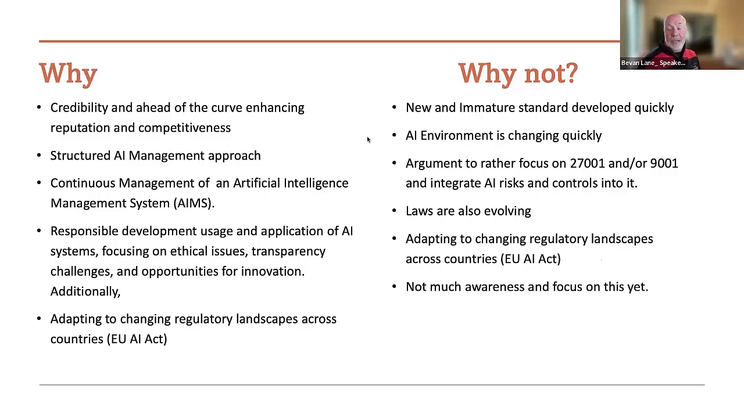So if you do it quickly, you can show some credibility. You're ahead of the curve. You're talking about your reputation and your competitiveness. Structure: everything about these things is giving a really nice structure in place. You're continuously managing your artificial intelligence management system, AIMS was the word there. Your developers are doing things in a responsible way. They're focused on ethics, they're focused on transparency, and they're looking at innovation. And the last one is that you can adapt.